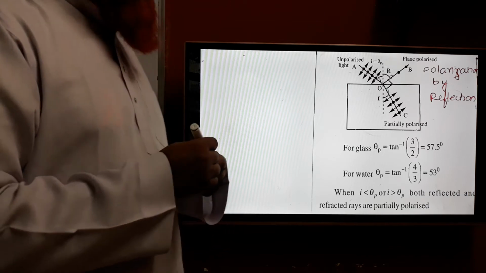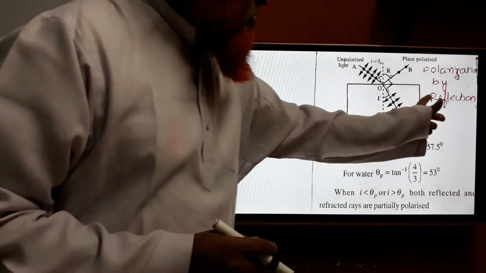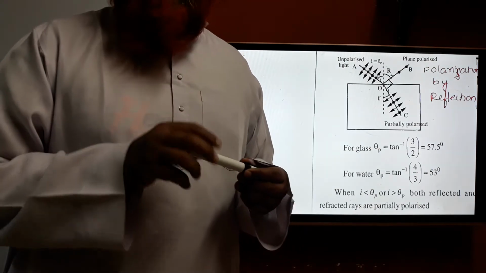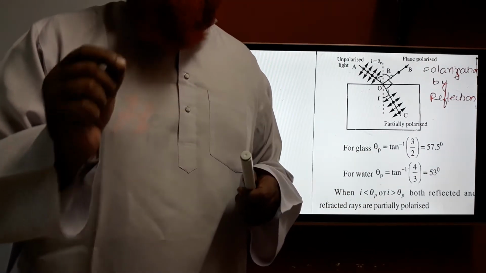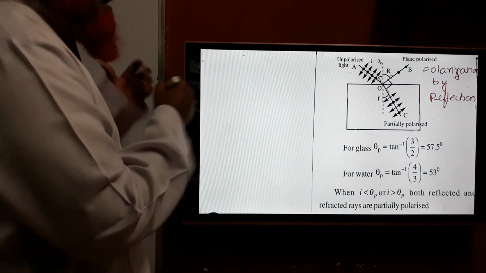Okay. So today we are discussing the polarization by reflection process. Understand? And in this process we are going to discuss Brewster's law also. What do you mean by Brewster's law? Now let us see here.